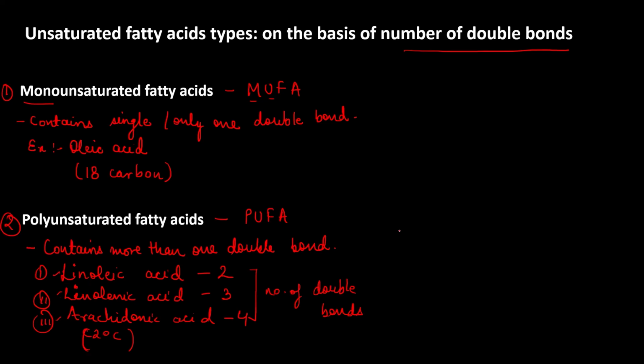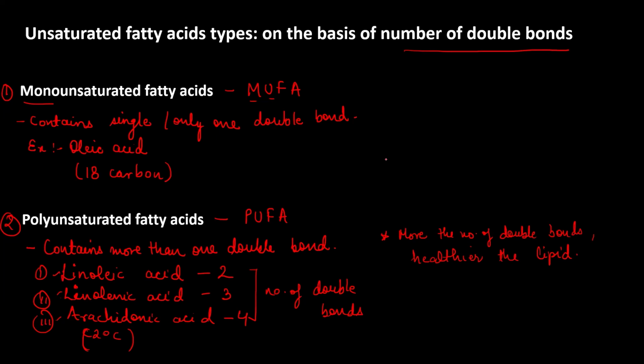One important thing is that the more double bonds, the higher the degree of unsaturation. And the more the number of double bonds, the healthier the fatty acid, or the healthier the lipid. So it is better to take polyunsaturated fatty acids that have a high number of double bonds, for example, arachidonic acid that is present in almonds. So the more double bonds, the healthier the lipid.